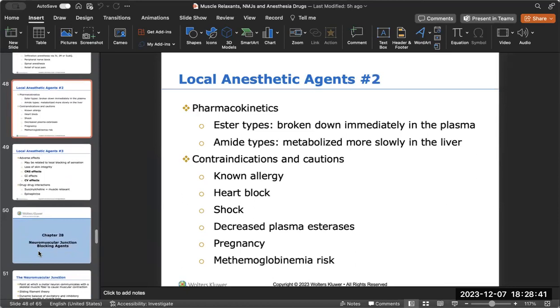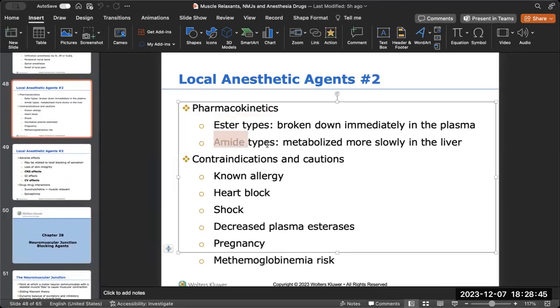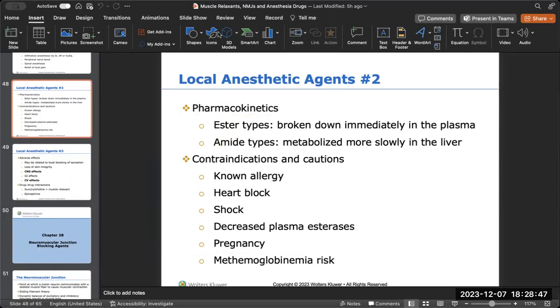So, I don't really know which ones are esters and which ones are amides, so I would say please look at them. But the main point is that remember, this is a type of CNS depressant, okay? Even though it doesn't work systemically, it does work locally, okay? So shock, heart block, pregnancy, all of these would be a problem. Allergies, right? Because CNS depression can make these worse.